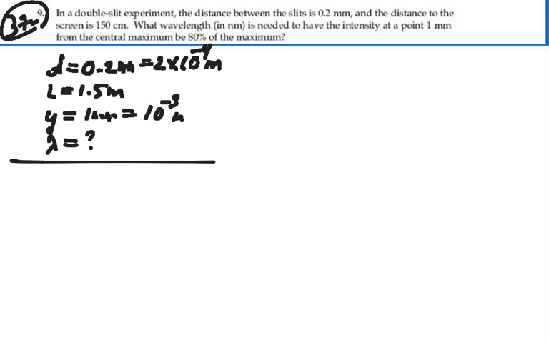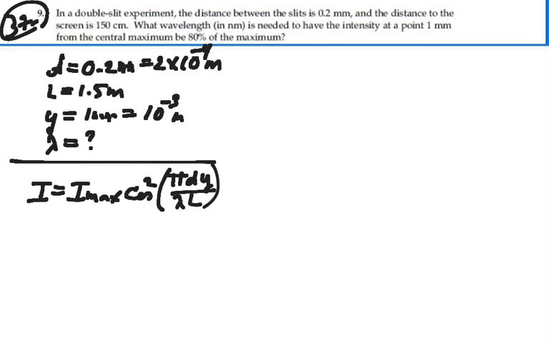Our general equation is that the intensity at some point is equal to the maximum intensity times the cosine squared of pi d y over lambda L. So we want to solve this for lambda. In this case, we're told that at this particular point, it's equal to 80%, 0.8, of the maximum value. So the maximum value is canceling out. We want to solve cosine squared of everything in the parentheses for 0.8.